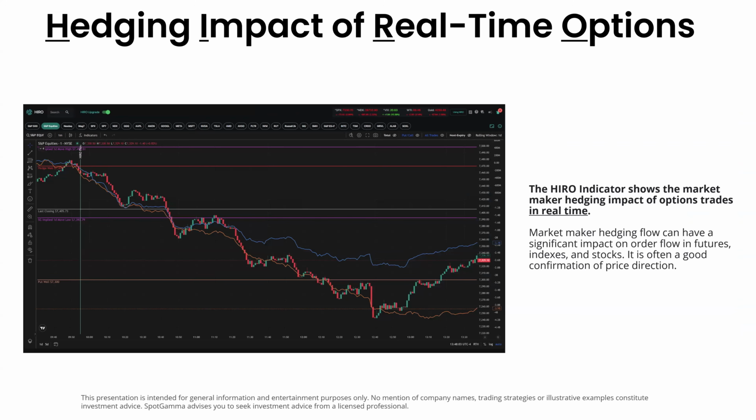The SpotGamma HIRO indicator shows the market maker hedging impact of options trades. It is also proprietary to SpotGamma and is updated in real time. Market maker hedging flow can have a significant impact on price. This chart shows calls and puts separately for a combined signal of all 500 stocks in the SP 500 index. The candlesticks show price for SPX, the orange line shows calls, the blue line shows puts. A falling orange line indicates traders are selling calls. A falling blue line indicates traders are buying puts, and vice versa.